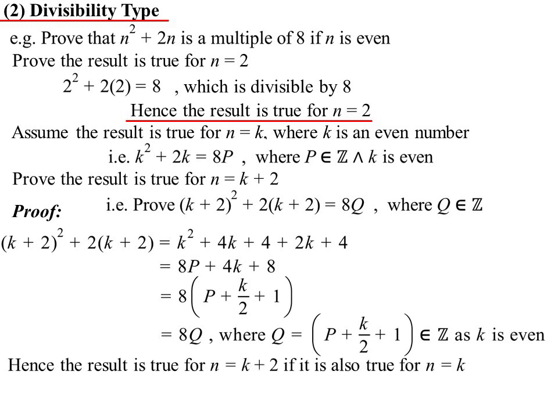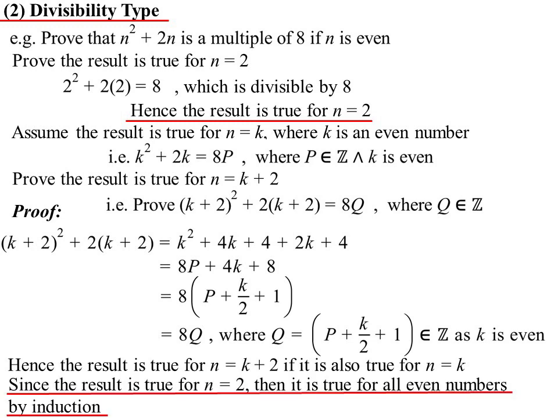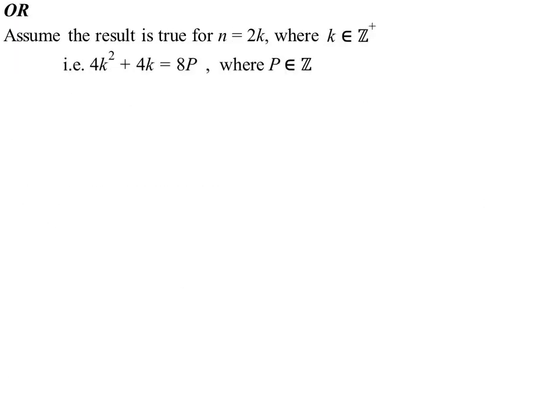But this time, hence it's true for k plus 2, if it's true for k. And then we can say, well, since it's true for 2, then it'll be true for all even numbers by induction. Of course, I could have done that proof a different way. If I had assumed n was equal to 2k, and k could just be an integer, that also forces it to be an even number. So that's another way I could have done it.